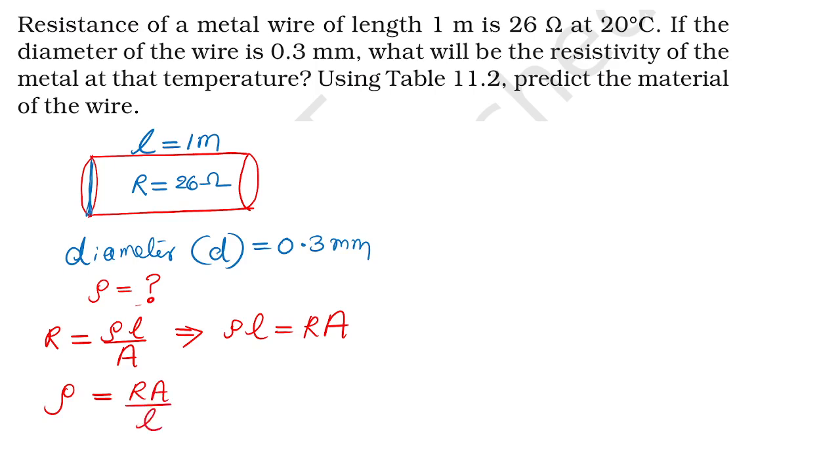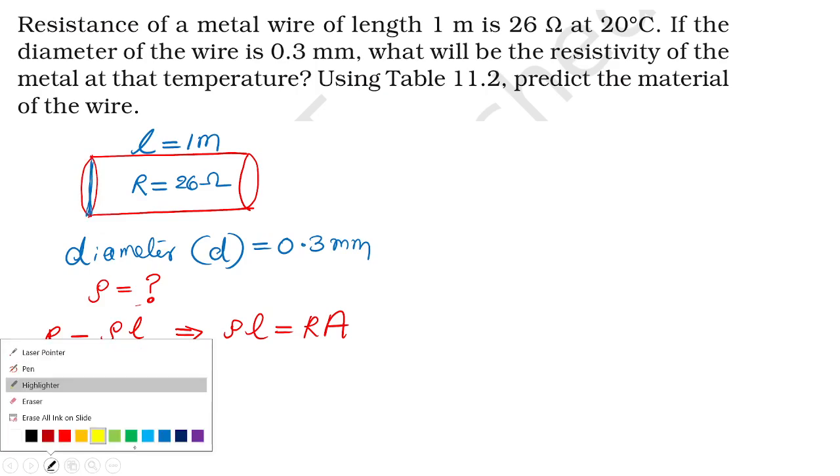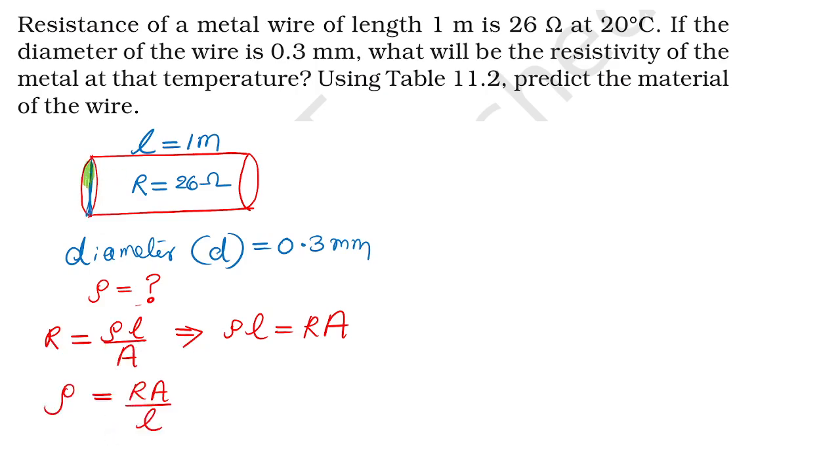R = ρL/A. R is resistance, given. A is the area of the base, which is required but not given in the question. L is 1 meter.